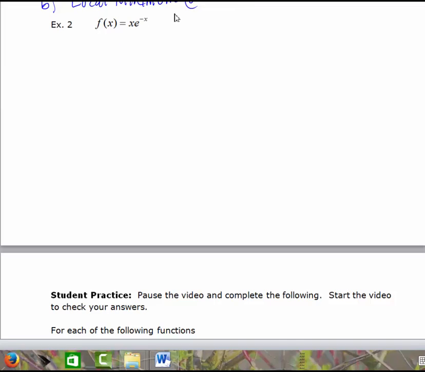Alright, so let's look at another example. The instructions are the same. We want to use the first derivative to find the intervals of increasing and decreasing, and we want to use the first derivative test to locate any local extrema. And so the first thing we'll do is take the first derivative.